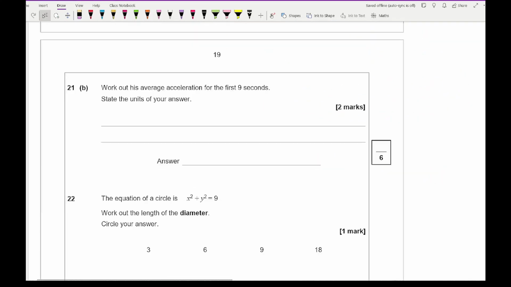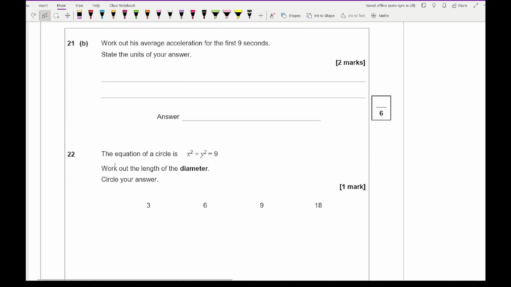Then moving on to question 21b, it says work out the average acceleration for the first 9 seconds, and state the units of your answer. Now the acceleration is basically going to be speed divided by time, which in this case is going to equal the gradient. So what the question is asking me is to work out the gradient of the first 9 seconds.